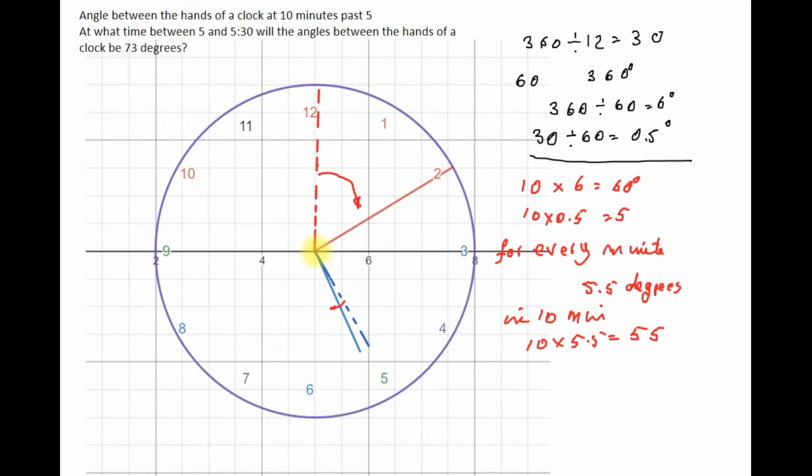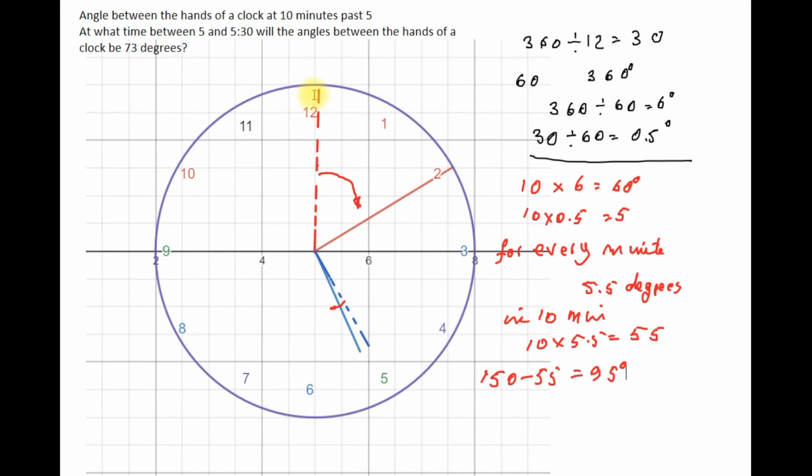But the original angle at 5 o'clock is 150 degrees because the big hand is on 12 and the hour hand is at 5. So at 10 past 5, the angle would be 150 minus 55, which will be 95 degrees. Just to do a quick recap, at 5 o'clock, the hour hand and the minute hand are as shown.